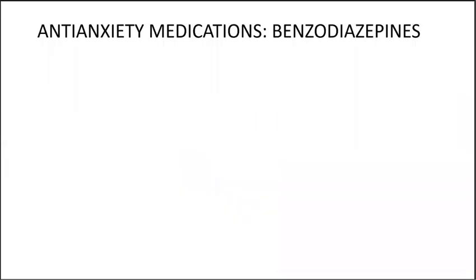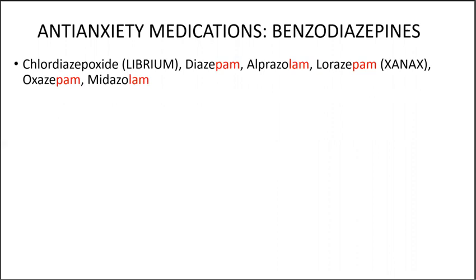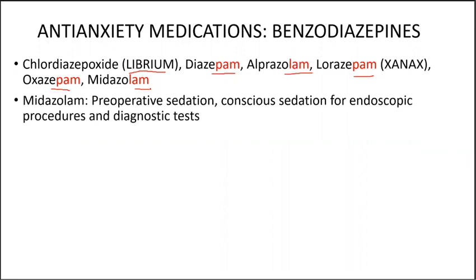And the last medication we'll review for today would be our benzodiazepine. So we could have them as benzodiazepine derivatives. And examples of your anti-anxiety medications that are benzodiazepine derivatives would be our chlordiazepoxide, also known as Librium, our diazepam, our alprazolam, our lorazepam, or it's also called Xanax, oxazepam, and our midazolam. So again, with midazolam, it's usually used for preoperative sedation, even conscious sedation for endoscopic procedures and diagnostic tests.